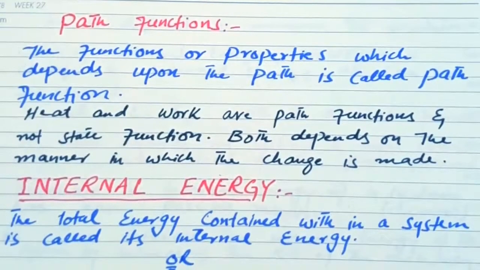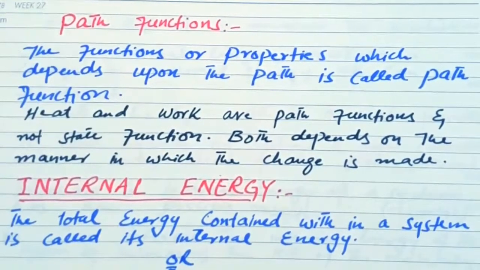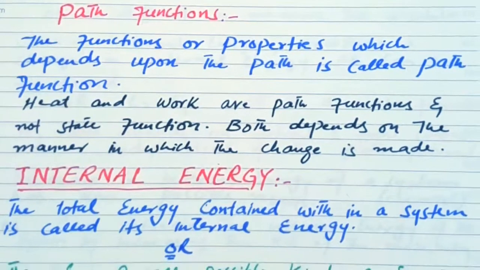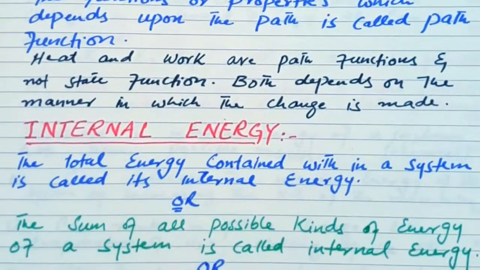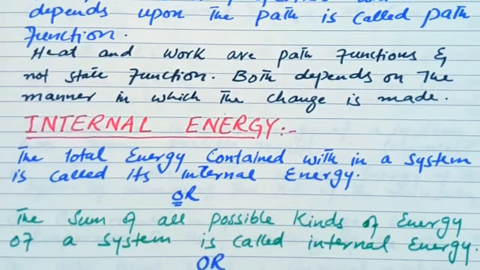Previously it was the state function, which doesn't depend upon the path followed but only depends on the initial and final state, but now we have a path function, which depends upon the path followed during the chemical process or during the change occurring in the system. The functions or properties which depend upon the path are called path functions. Heat and work are path functions and not state functions. Both depend on the manner in which the change is made.